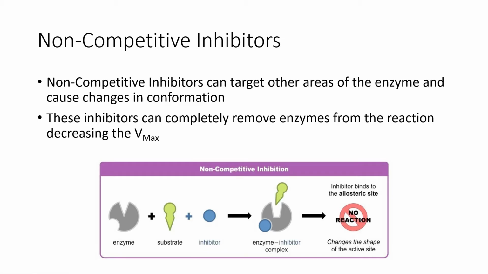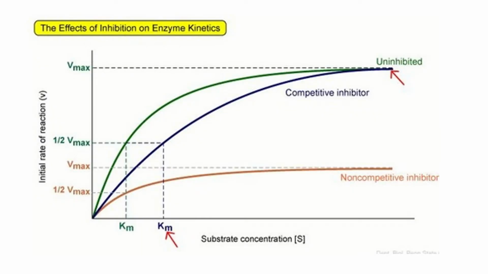So let's say we have enough inhibitor to remove 50% of the enzyme. Then we can expect the rate of reaction to be cut down by half. So this will change the Vmax. However, because the active sites of whatever enzymes are available remain unchanged, their rate of reaction should still stay the same, or their Km should really stay the same.